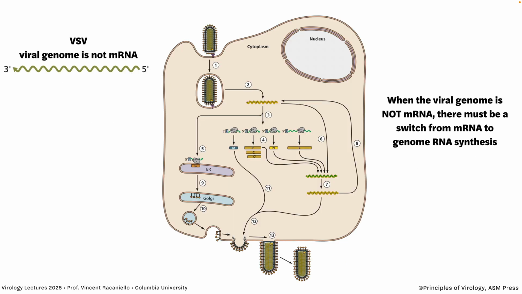For VSV, of course, the genome is not mRNA, so once the genome comes into cells, it has to be copied to form mRNAs, and that's done by the viral polymerase that it comes in with the virus particle. And each mRNA, which are shown here on the ribosomes, encodes different proteins that go towards the synthesis of new virus particles, including the polymerase, which is this protein here called L. Now, when the viral genome is not messenger RNA, there has to be a switch from mRNA synthesis to genome RNA synthesis at some point.